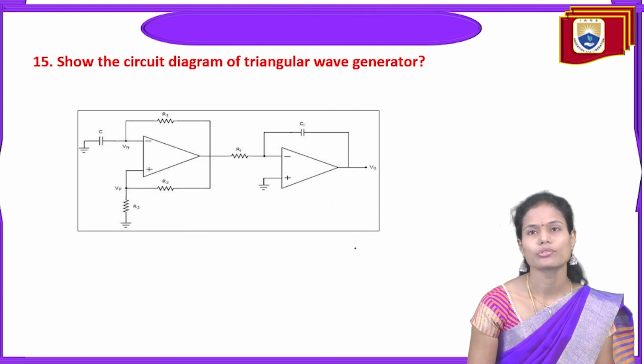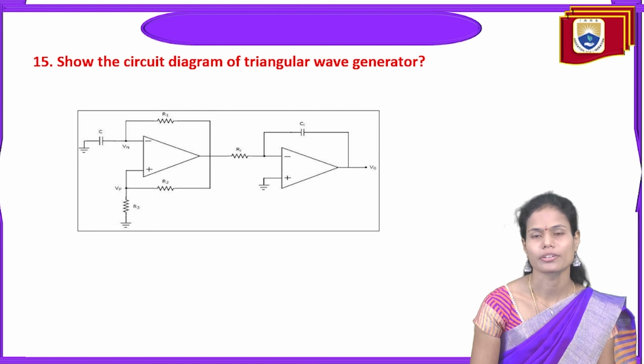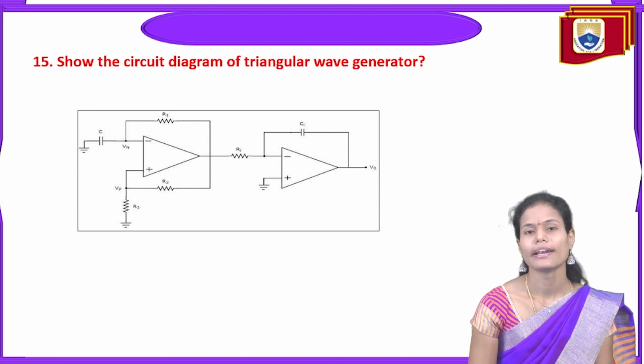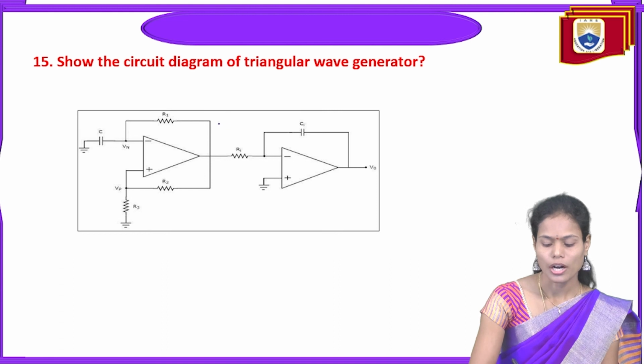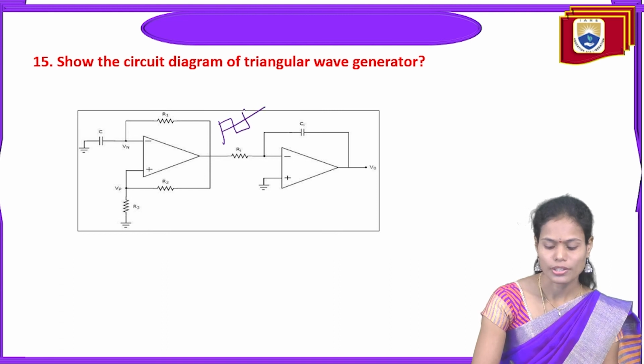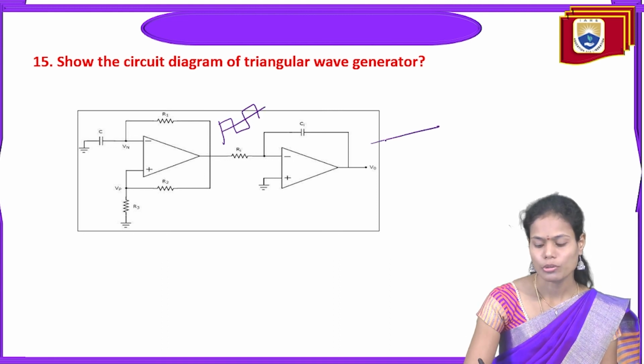And next, show the circuit diagram of the triangular wave generator here. The output of the square wave generator will be applied to the input of the integrator circuit, and we are able to get the triangular wave as the output. So the output of this one, generally we get as the square wave, and the output of this one, we get as the triangular wave here.